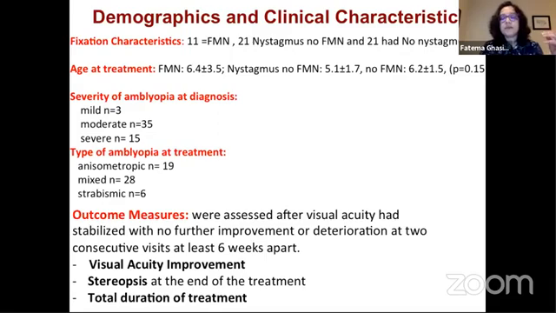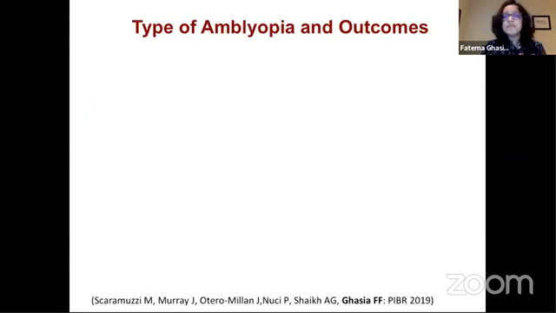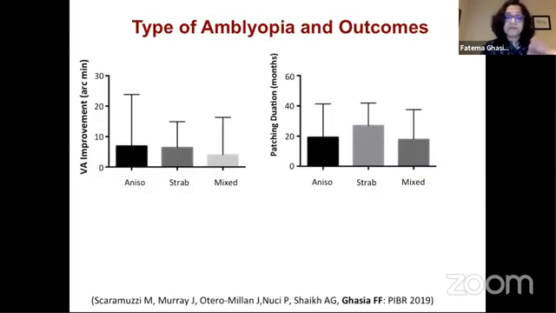And we looked at 3 outcome measures. These were assessed after visual acuity had stabilized with no further improvement or deterioration at 2 consecutive visits, at least 6 weeks apart. And we looked at the amount of visual acuity improvement, stereopsis at the end of treatment, and the total duration of treatment. So first, I'll describe these outcomes as a function of the clinical type of amblyopia.